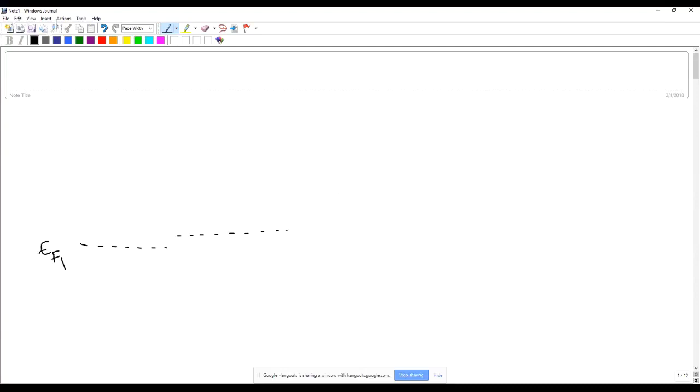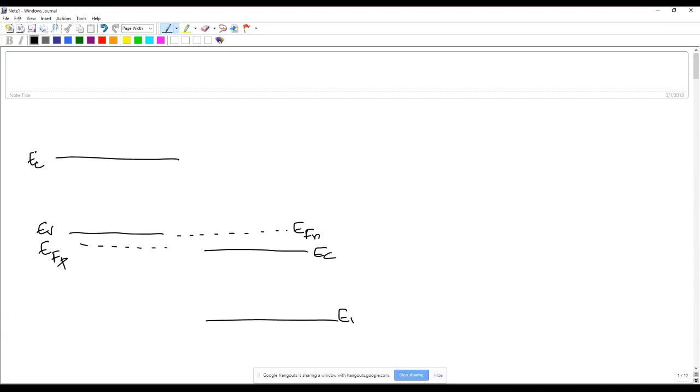So this is my EFP, this is EFN. Once again, they are not aligned because I've applied a forward bias. So let me redraw this. EV has to be above this. EC is here, and then EV is below. So I can join my ECs, I can join my EV.